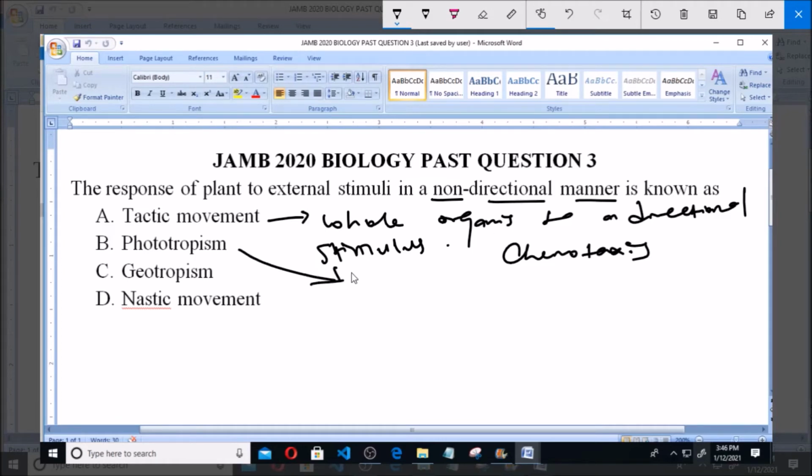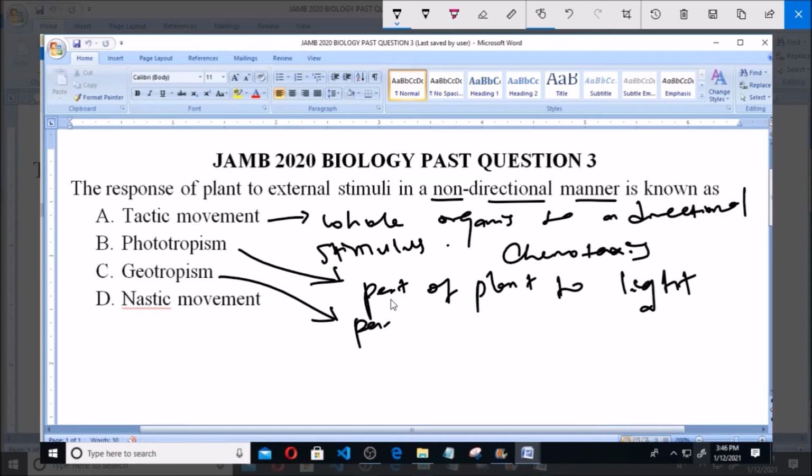Now B says phototropism. Phototropism is the response of parts of plants, not the whole plant, just parts of plants, to a directional stimulus, which is light. That's why it's called phototropism. That is a tropic movement. Tactic movement involves the whole organism responding to a directional stimulus, but tropic movement involves parts of the organism responding to a directional stimulus. Same too with geotropism. Parts of the plants, most especially the roots, respond to gravity. That is the movement of parts of plants in response to gravity.